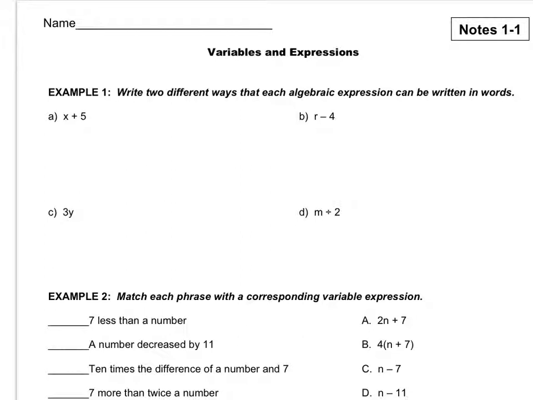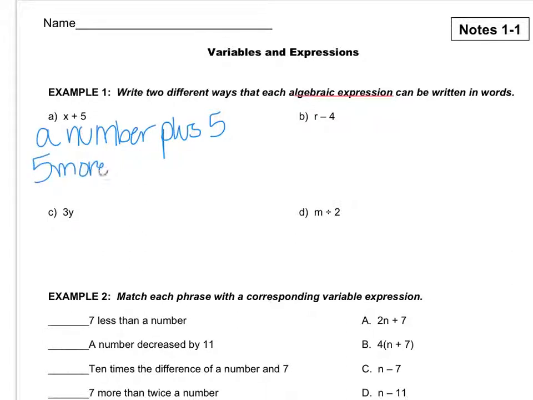Okay, on example 1 it says write 2 different ways that each algebraic expression can be written in words. Remember an algebraic expression is a combination of letters and numbers. So if you look at A, we have x plus 5. One way we can say that is a number, because remember a variable is just an unknown, plus 5, or another way we could say that is 5 more than a number.